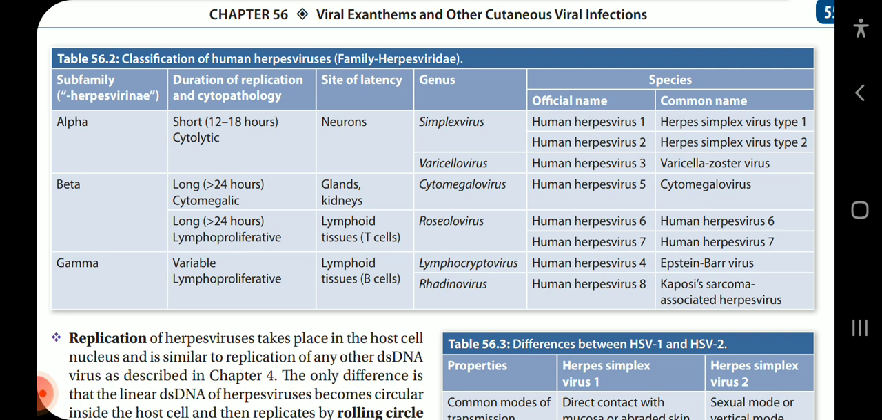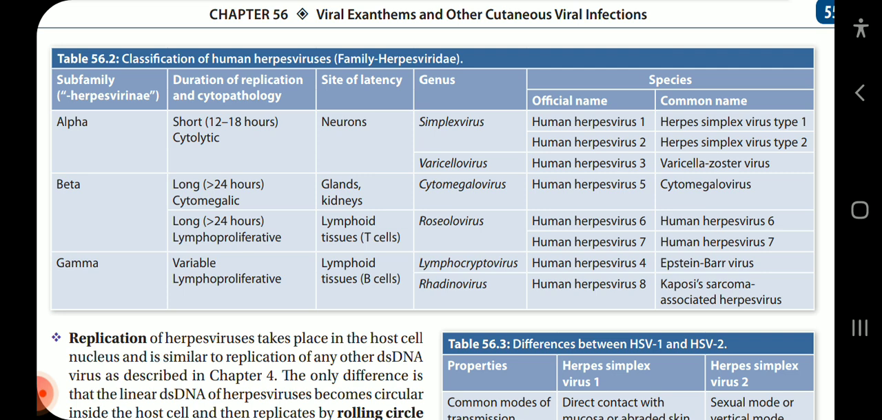Now subfamily beta. Duration of replication is long, more than 24 hours, and it is cytomegalic. Site of latency is glands and kidneys. Genus Cytomegalovirus: official name human herpes virus 5, common name cytomegalovirus. Now the other one: duration long, more than 24 hours, lymphoproliferative. Site of latency: lymphoid tissues, T cells. Genus Roseolovirus contains human herpes virus 6 with the same common name, and human herpes virus 7, also with the same common name.